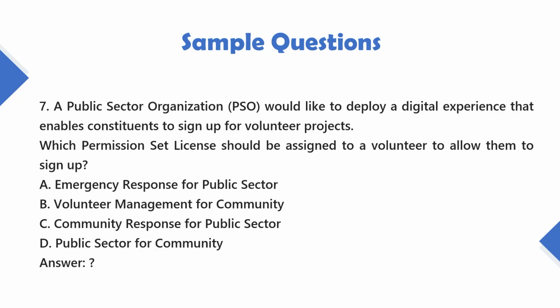7. A public sector organization, PSEO, would like to deploy a digital experience that enables constituents to sign up for volunteer projects. Which permission set license should be assigned to a volunteer to allow them to sign up? A. Emergency response for public sector. B. Volunteer management for community. C. Community response for public sector. D. Public sector for community.